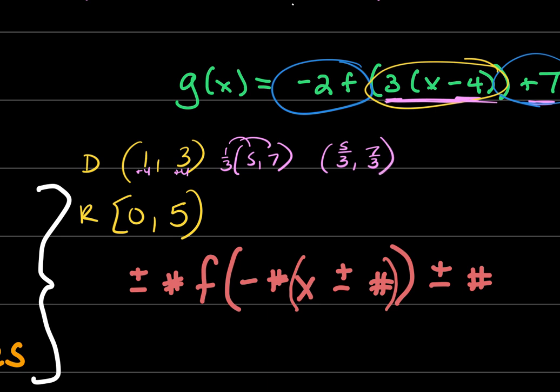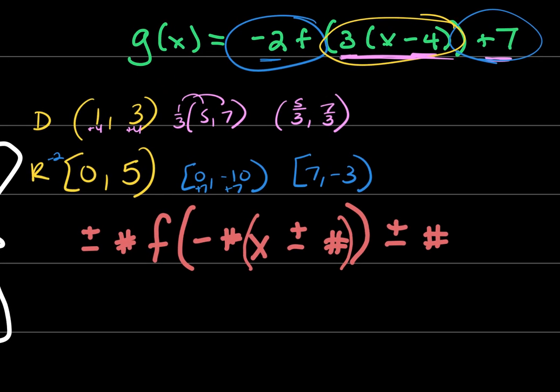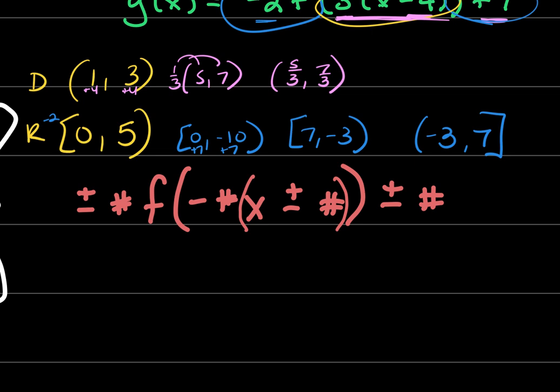And then the range would be impacted by the y stuff, the vertical stuff. So I would first multiply by -2. I'd get [0, -10]. And then I'd add 7, and I'd get [7, -3]. You have to rearrange it so the smaller comes first, so this becomes [-3, 7]. I made it up. I just said if this was the domain and range on this function.